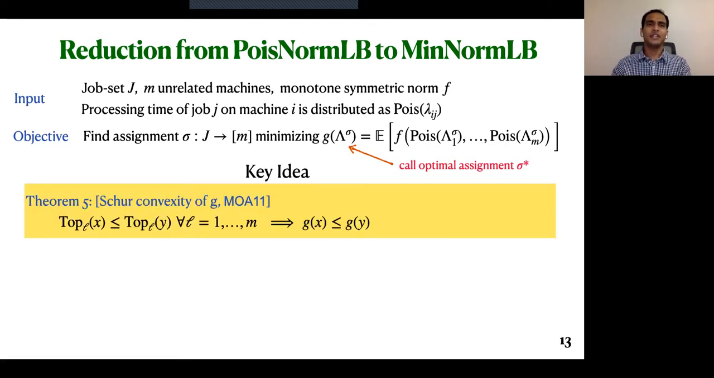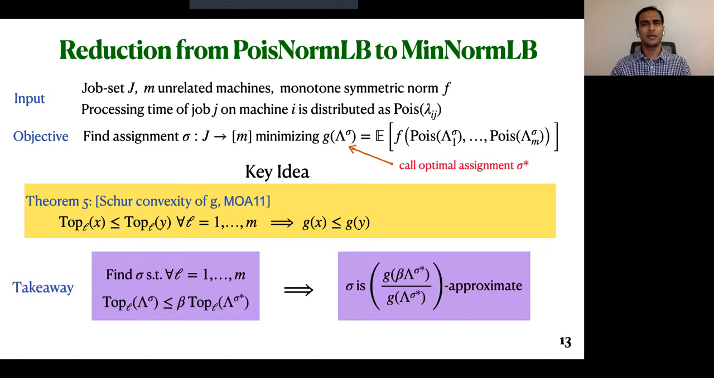The key idea in our reduction is a property called shear convexity that the function g has. If you have two vectors x and y, such that the top-l norms of x are bounded by the top-l norms of y, then g of x is at most g of y. Note that this result looks similar to the majorization inequality. However, I would like to mention that g is not a norm in general.